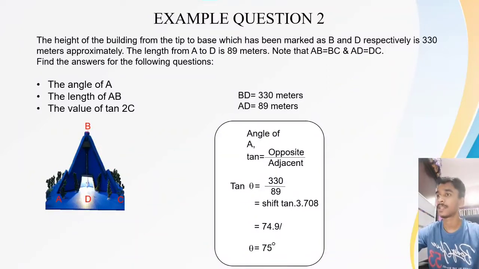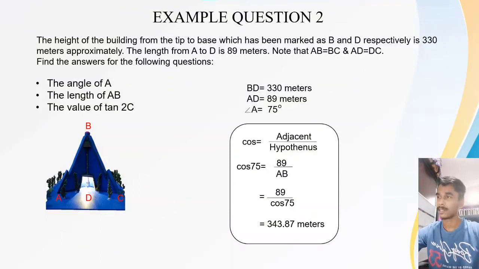Now the first question is to find the angle of A. In order to find the angle of A, we are going to use tangent. Why we are going to use tangent is because the formula of tangent is opposite over adjacent. We already have the value of opposite, which is BD, and adjacent, which is AD. So if we substitute the values into the formula, we can get an answer. For example, tangent theta or tangent A equals 330 opposite over 89 adjacent, equals, shift tangent, multiplied by the value, equals 74.9. If we round off, we get the final answer, which is 75 degrees.